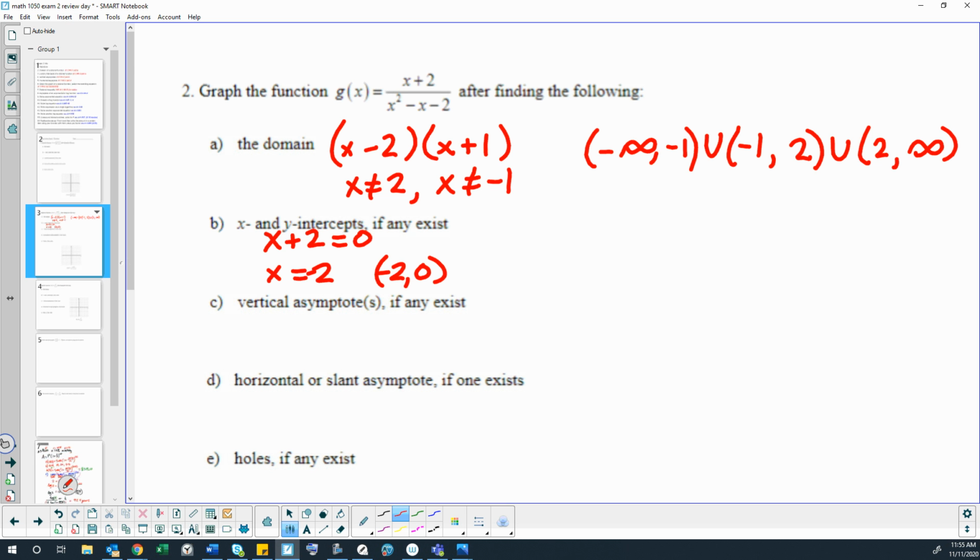Awesome. And then to find the y-intercept, we plug 0 in for x. So we get 0 plus 2 over 0 squared minus 0 minus 2. So we have 2 divided by -2, which is -1. So we have a y-intercept at 0, -1.